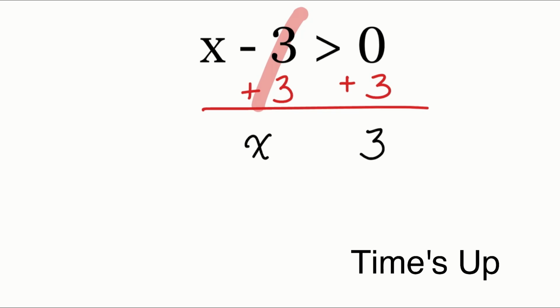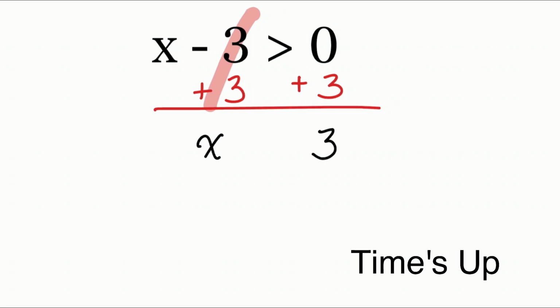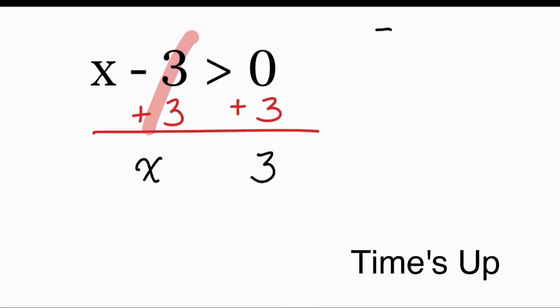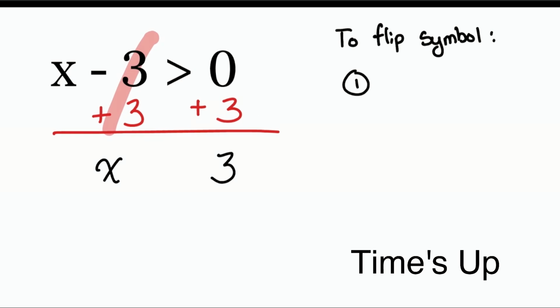Correct. We do not flip, because remember, there are only two circumstances to flip the symbol. Number one, we have to observe that we are multiplying or dividing by a negative, which, when we take a look at what we've done, we did not do. We added 3 to both sides. So therefore, that didn't fit the bill.